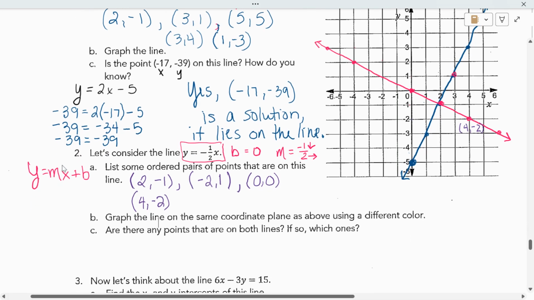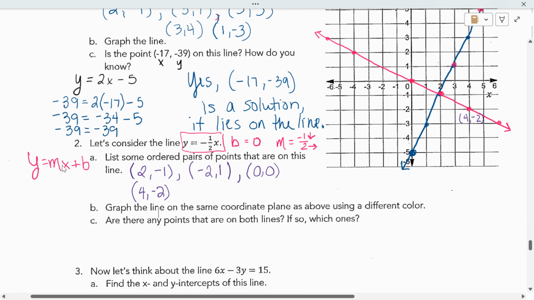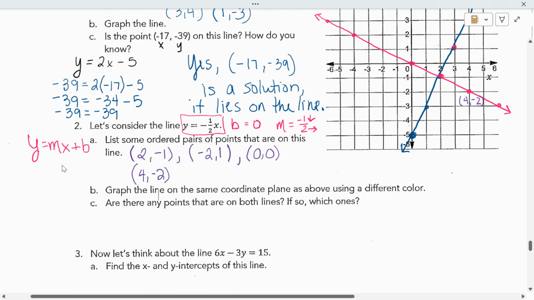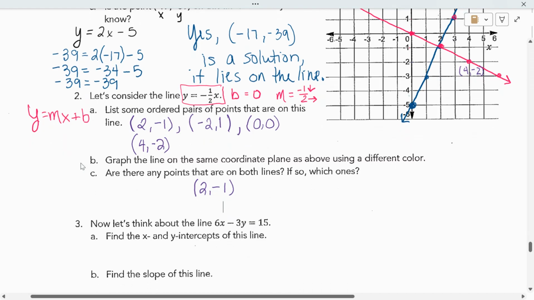We've already done that using a different color. We did that too. Are there any points that lie on both lines? Yes. Which one? 2, negative 1. Okay. Why do you think that lies on both lines? What do you think that means?